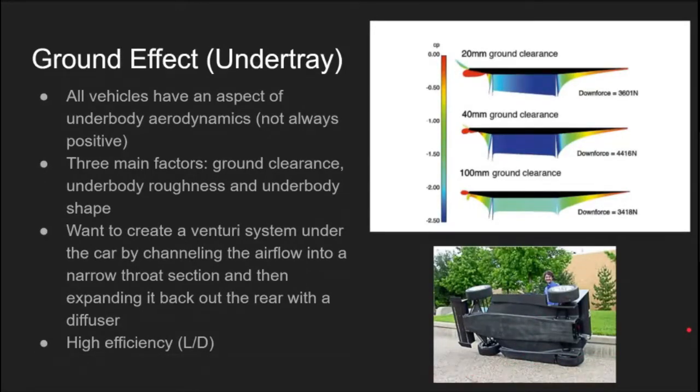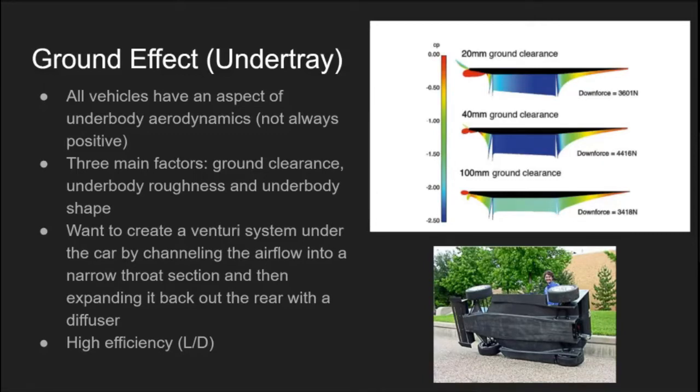And one other reason undertrays are good is because they have a high efficiency. They produce a lot of downforce, but not a lot of drag, right? Because there's not much form drag. There's nothing like a big thing sticking out in the air that's causing drag. It's very discrete, right? In aerodynamics we're generally talking about efficiency in terms of lift over drag ratio. So undertrays have very good lift over drag ratios, very good efficiencies. For the amount of drag they produce, they produce substantially more lift.